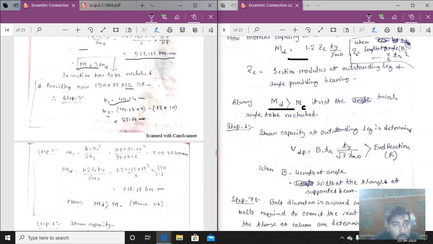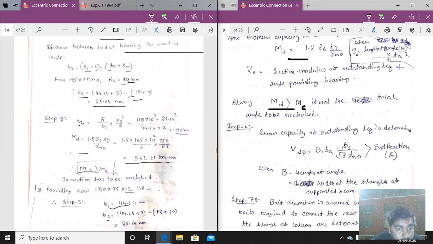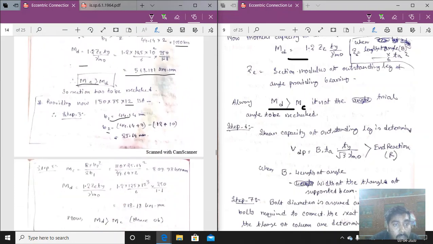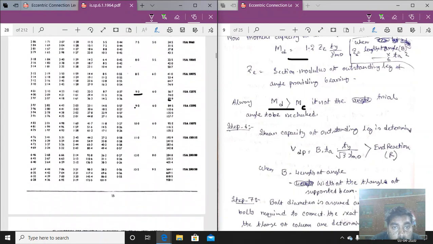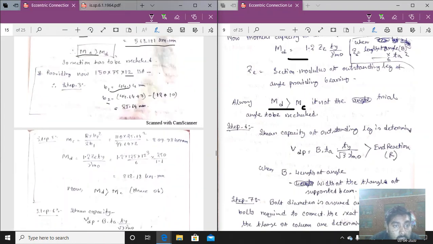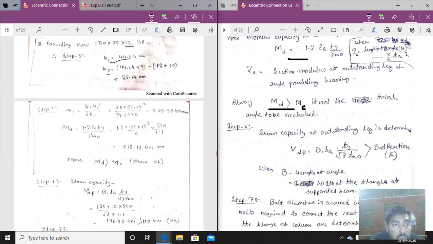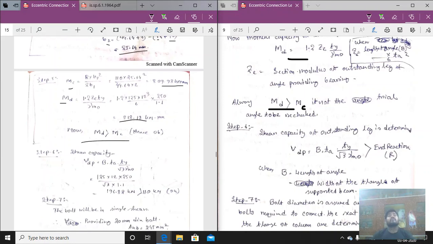Now coming to B2 for MD. For 150 into 75 into 12, RA is equal to 10 here, and with the thickness, 25.64 mm is the value of B2. So MC, the critical moment, is equal to 809.98 kilonewton meter, and MD is equal to 818.18 kilonewton meter. Putting all the values here, MD is greater than MC. So the design is now satisfied.